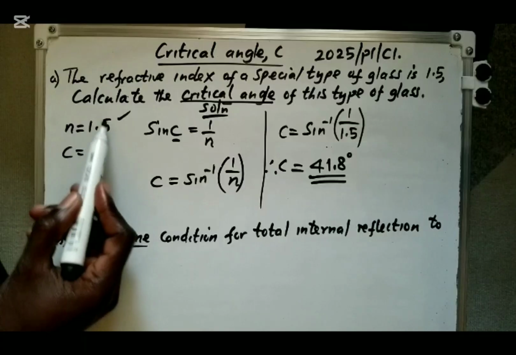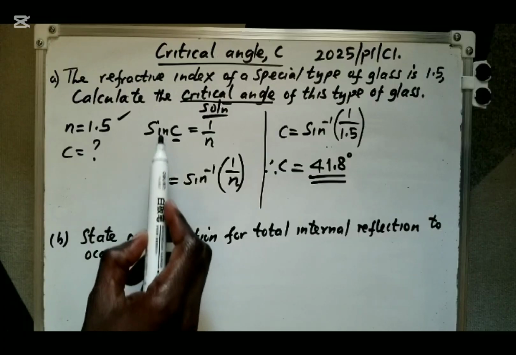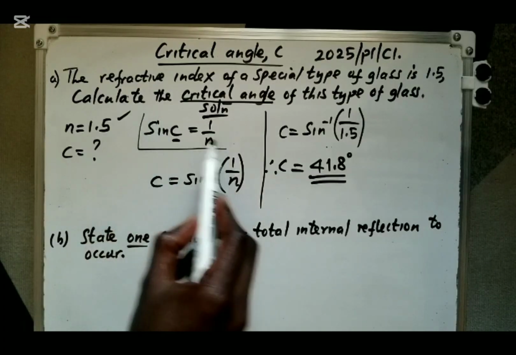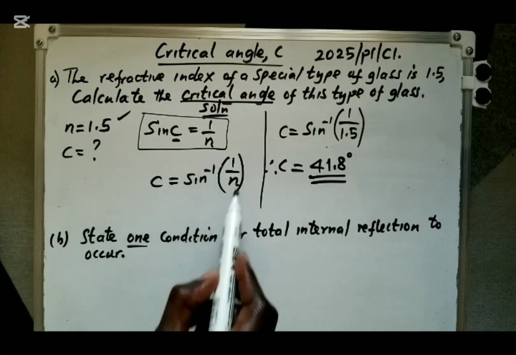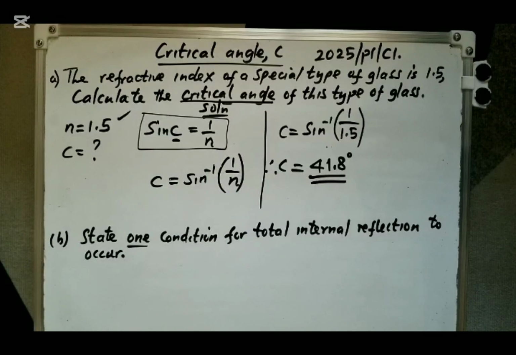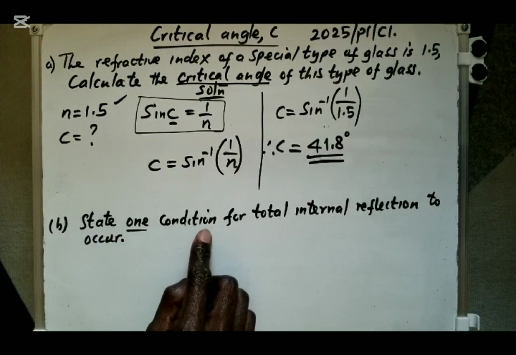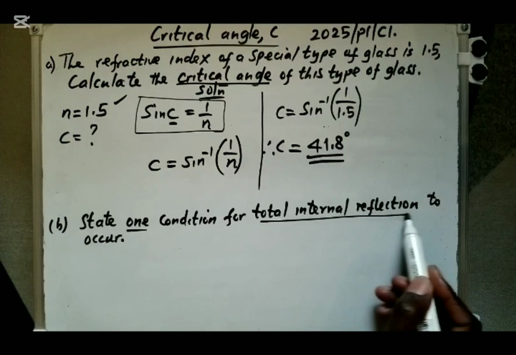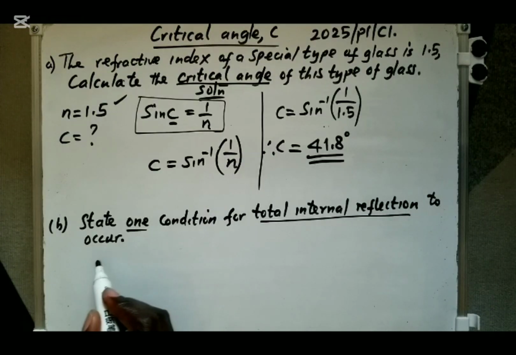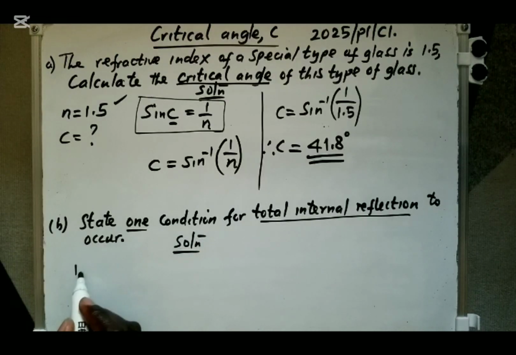So as long as you know the refractive index, yes, you can calculate the critical angle by applying this formula here, which we can also say: critical angle is equal to sine inverse of 1 over the refractive index. So that's the way you can go about it. Then the second question there was saying state one condition for total internal reflection to occur. So they just wanted one condition, but we can give you two conditions in most cases.